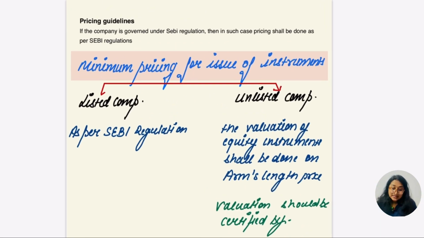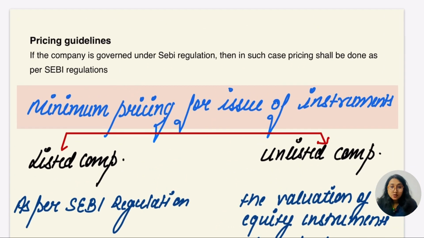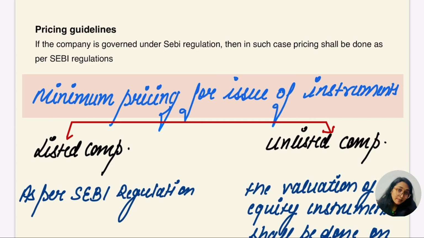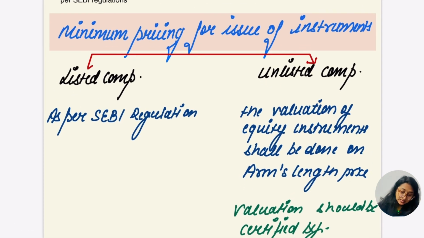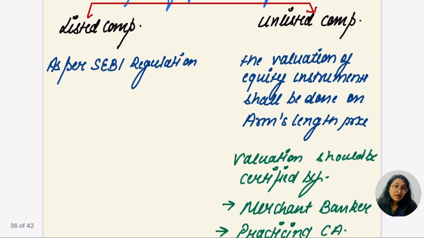What are the pricing guidelines? If the company is governed under the SEBI regulations, then in such a case pricing shall be done as per the SEBI regulations. What is the minimum pricing for the issue of instrument in the case of a listed company? As I told you, if they are following the SEBI guidelines, then they have to go by the SEBI regulations. But what about an unlisted company?